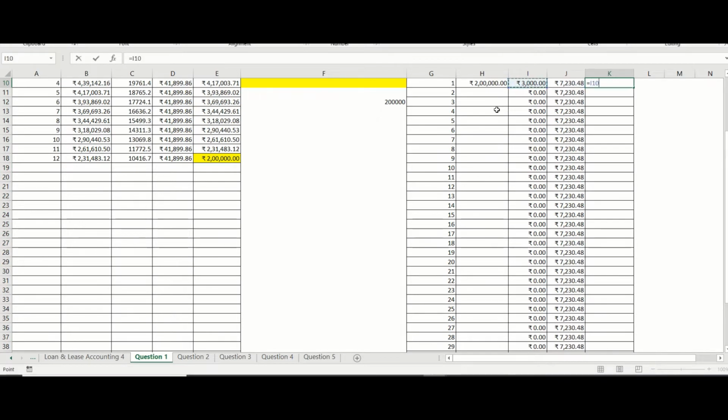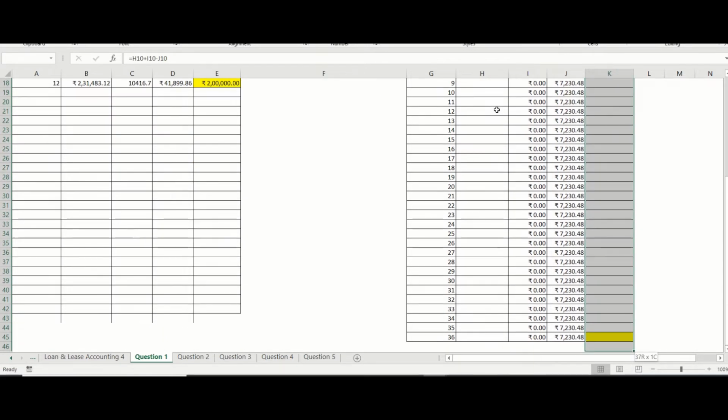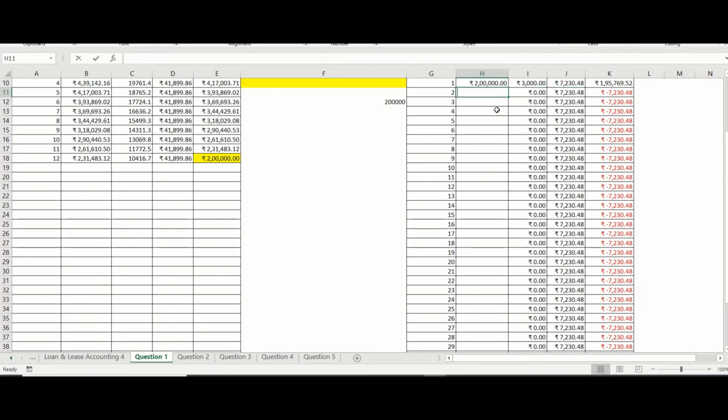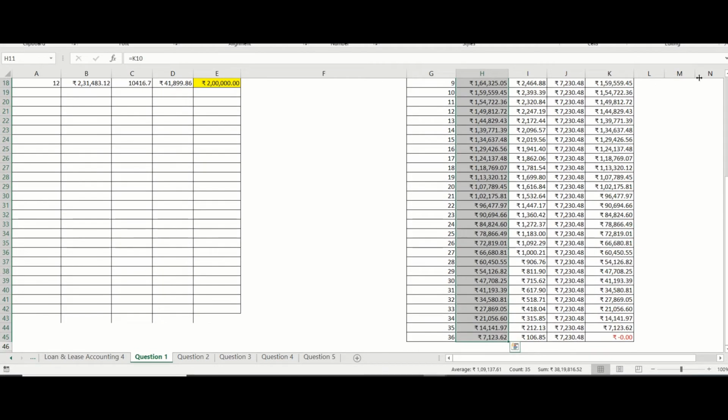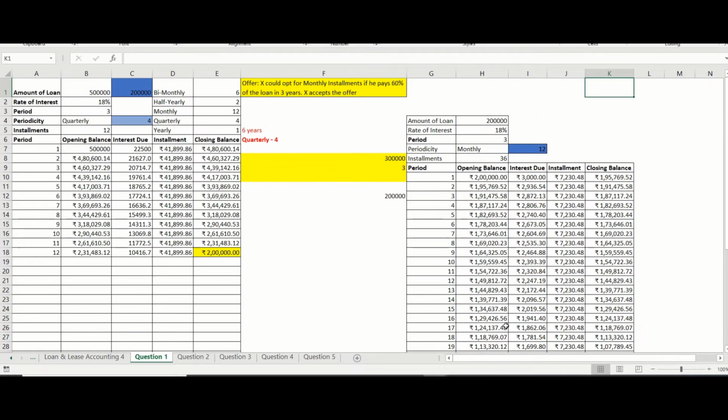What is my closing balance? Opening balance plus interest minus installments. Drag it down. What is my opening balance of the second installment? It is the closing balance of the first. Drag it down. The indicator: what is the closing balance of the last installment? 0. Once I get the 0, it means my solution is right and my loan has been paid completely.